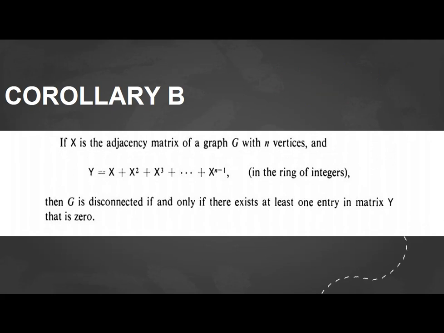Now let's see the next result. If x is an adjacency matrix of graph G with n vertices, and Y is equal to x plus x square plus x cube, up to x raised to n minus 1, then G is disconnected if and only if there exists at least one entry in matrix Y that is 0.